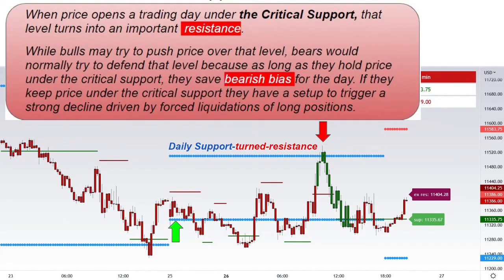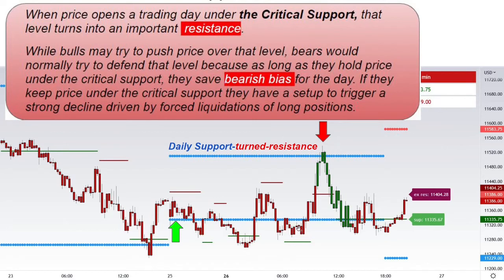When price opens the trading day under the critical support, that level turns into an important resistance for the day. While bulls may try to push price over that level, bears would normally try to defend that level because as long as they hold price under the daily support, they keep alive bearish bias for the day. If they keep price under the daily support, they have a setup to trigger a strong decline driven by forced liquidations of long positions. And that chart is a perfect example of that rule.